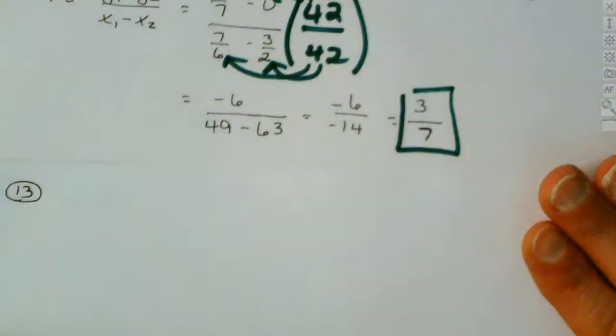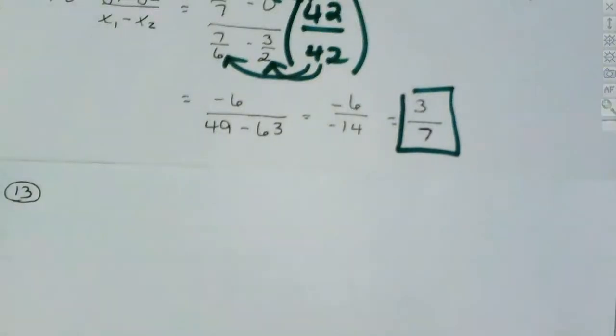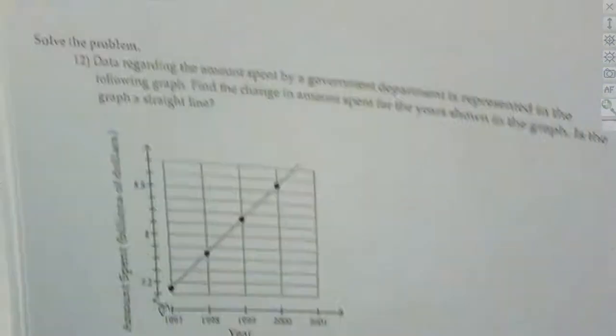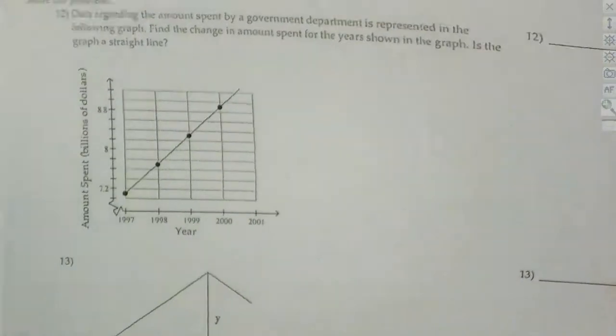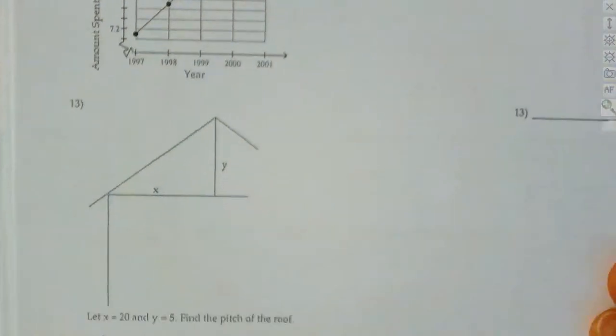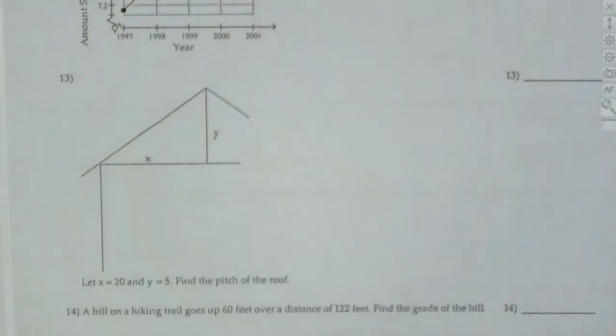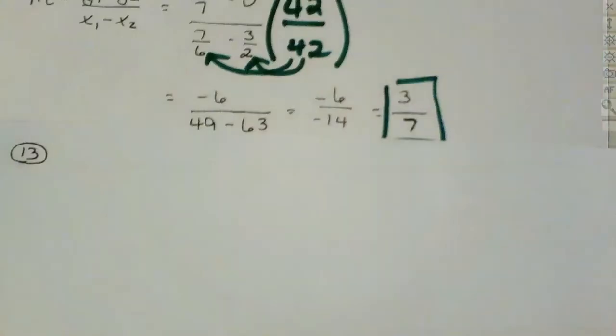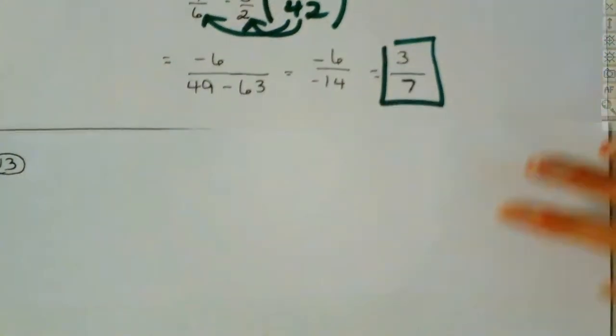Now, question 13, we have a picture, and we want to find the pitch of this roof. So we've got a roof on a house, and we want to find the pitch. Now, the slope, the pitch, and the grade are all the same. They're just different terms used in different fields. So the pitch of this roof is going to be the same as the slope of this roof. So the pitch equals that slope.